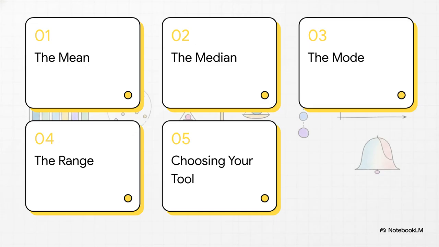So here's our game plan for today. We're going to build our statistical toolkit with 4 key concepts: the mean, the median, the mode, and the range. And you're definitely going to want to stick around till the end because that's when we'll talk about the real secret sauce, knowing which one of these tools to pull out of the box and when.